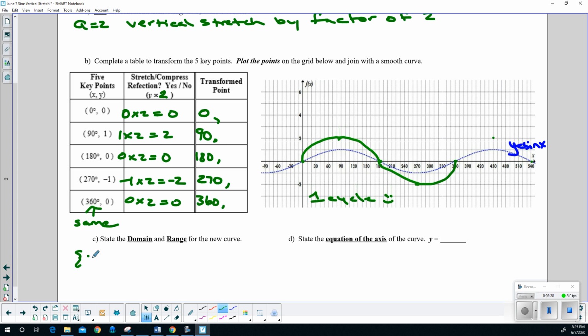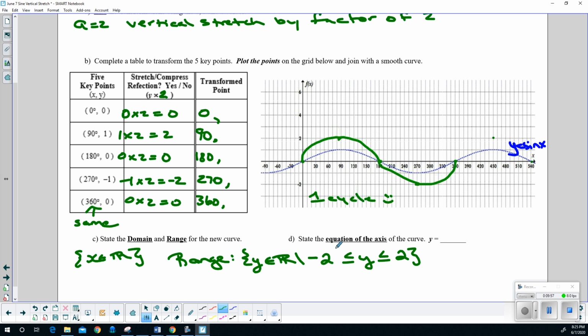Now, for the whole thing, we have to state the domain and range for the whole curve. So for sine, my domain is x is any real number, right? There's no restrictions on the angle you put in. Range, we do have a restriction. So your y is any real value, but it has to be between your minimum and maximum. And the equation of the axis, well, I didn't lift it up or down, so it's still at y equals 0, because I did not translate it up and down. Okay, let's try another one.